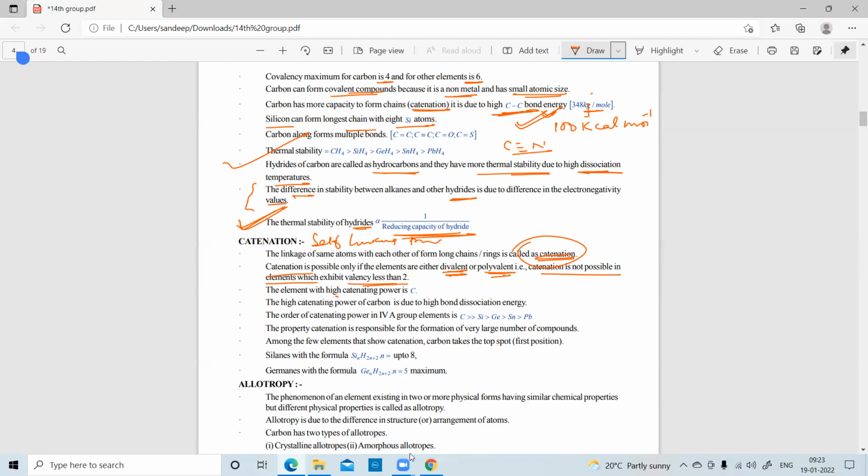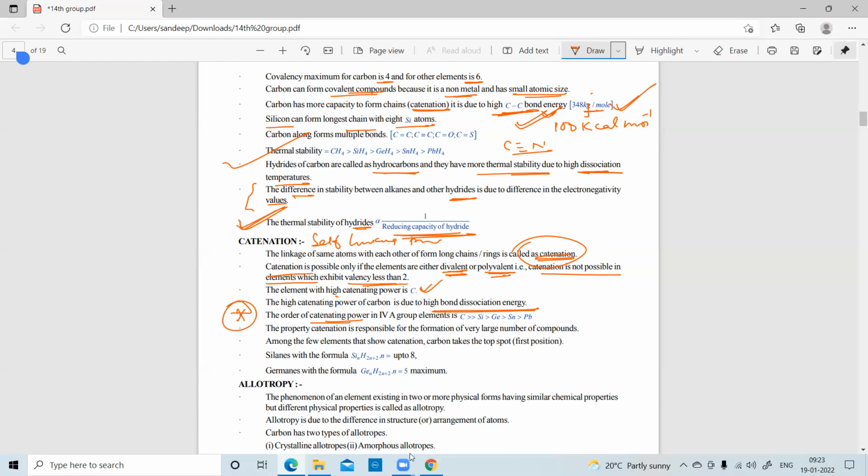The element with the highest catenation property is carbon. Carbon shows maximum catenation, and this is due to high bond dissociation energy. I have already discussed the bond dissociation. The order of catenating power can be an important question: carbon shows maximum catenation, then silicon, then germanium, tin, then lead. Lead has very little catenation.